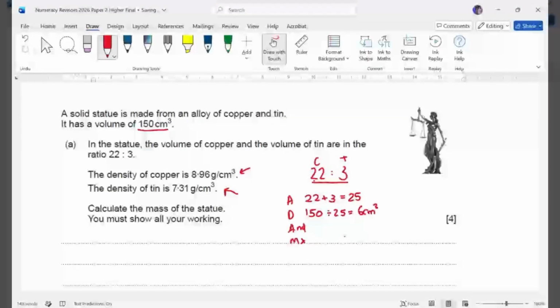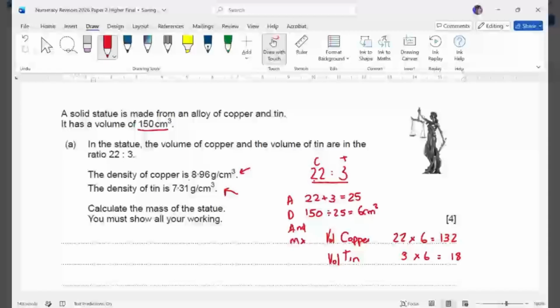Well, what we're saying is the amount of copper is 22 times 6, which is 132, and the amount of tin is 3 times 6, which is 18, and in total that makes 150, so that kind of backs that up. So that's the volume of copper and the volume of tin.